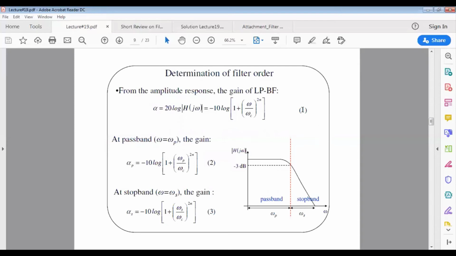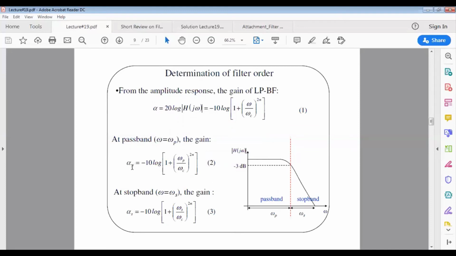So from the first equation here, we're going to have two distinct bands. The first band is when we consider a frequency between 0 to omega p. Yeah, this is for the passband. So we are supposed to get alpha p.